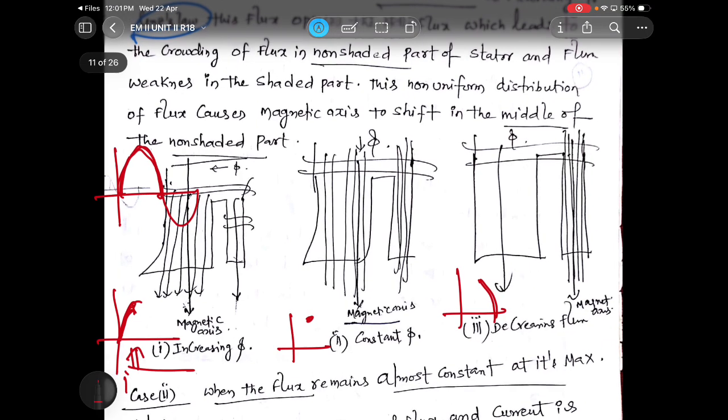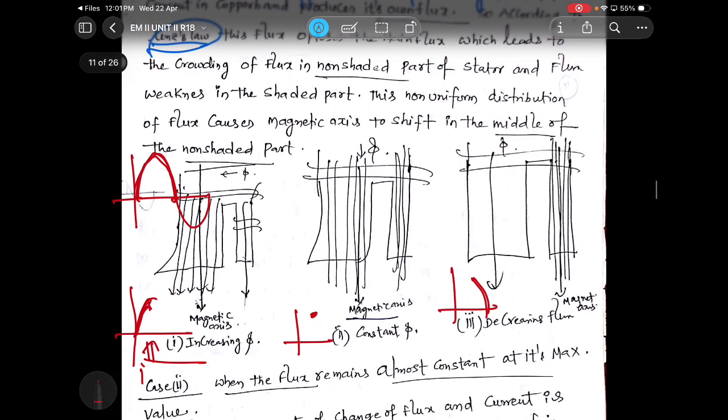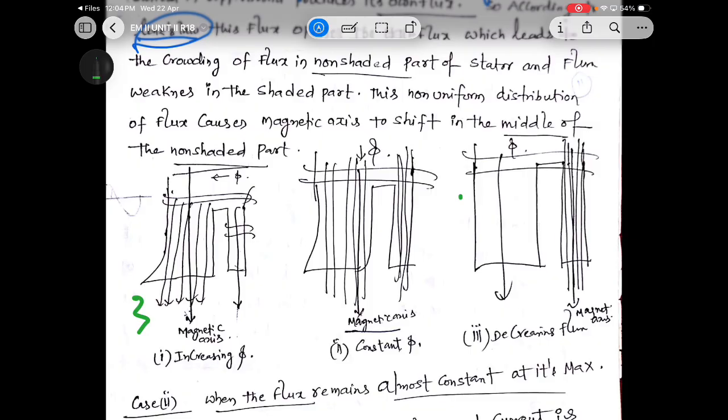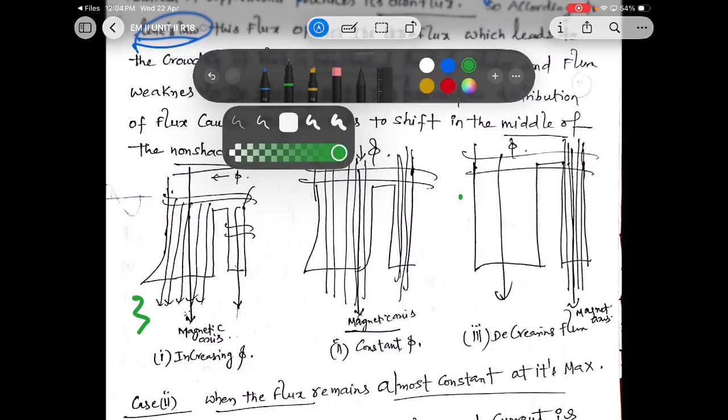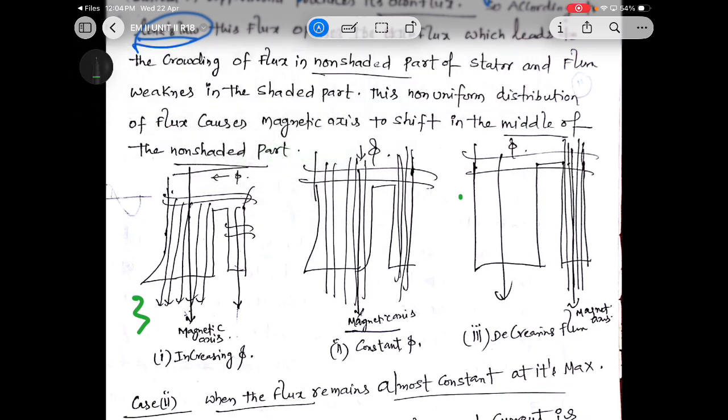What it will try to do here. We discussed three cases. One is when the current is increasing. What is the relation between current and flux? Directly proportional. When current is increasing, flux is also increasing. When current is at its maximum value, flux is maximum. The third case is when the current is decreasing. In a sinusoidal, all three cases will happen.